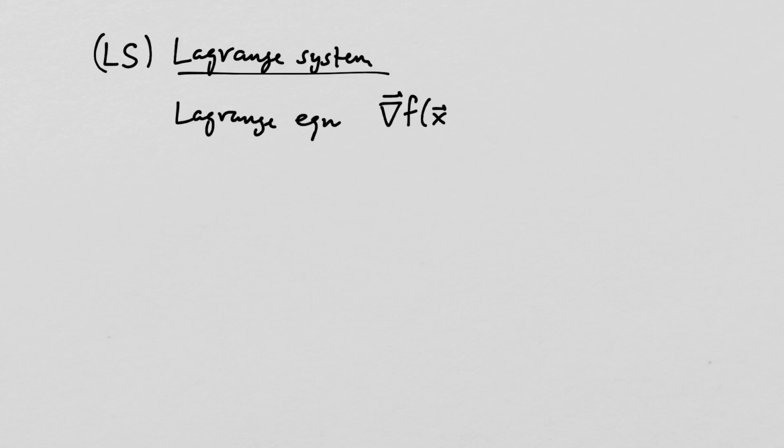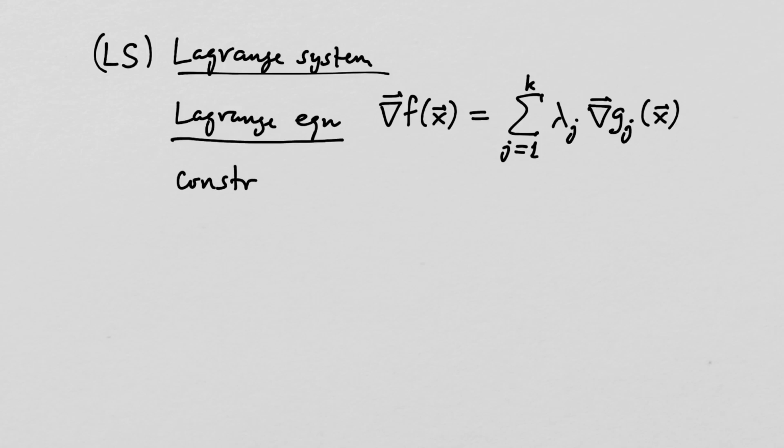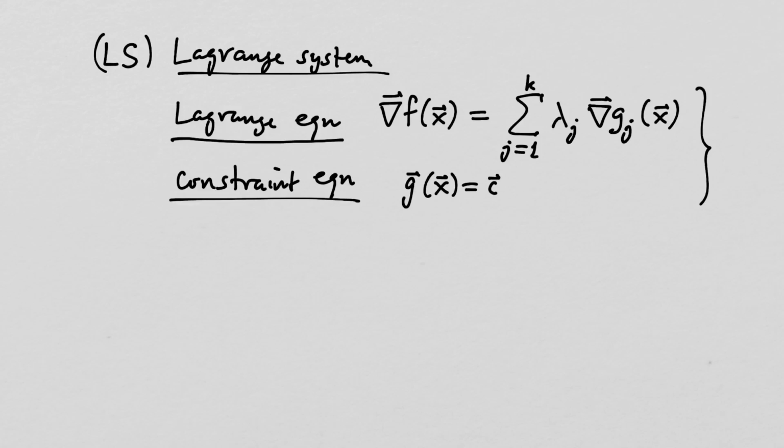Okay, the Lagrange system consists of two conditions. There's the Lagrange equation, which says that the gradient of f at x is a linear combination with some coefficients lambda j of the gradients of the component functions g sub j at x. J runs from 1 to k because there are k component functions, g1, g2 through gk. So that's the Lagrange equation. And then there's the constraint equation, which is g of x equals c. Those two together, the conjunction of the two, is what I'm going to call the Lagrange system.